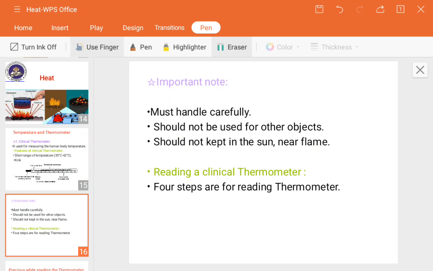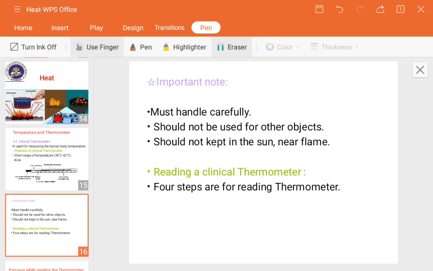Next, what are the important notes relating to the clinical thermometer? See, after noting the body temperature, the level of mercury can be brought down by giving a jerk to the thermometer tube. Mercury is very toxic and difficult to dispose of, so the thermometer must be handled very carefully. Mercury is one element which is very toxic. A clinical thermometer should not be used to measure the temperature of an object. We should not use the clinical thermometer for measuring anything other than human body temperature.